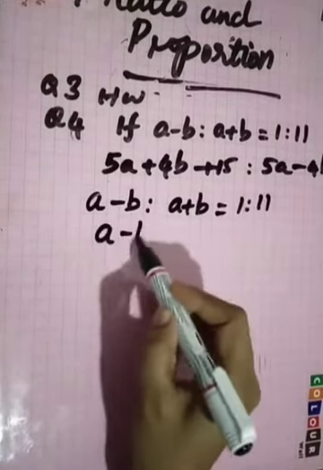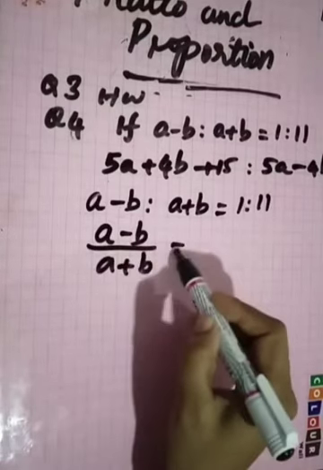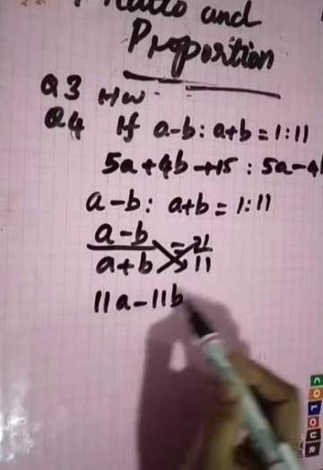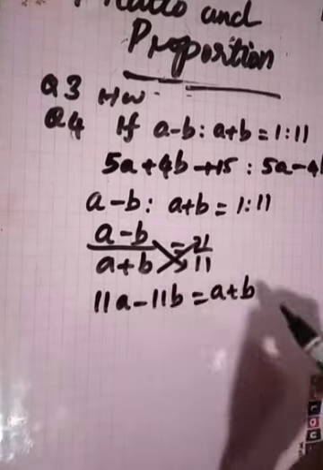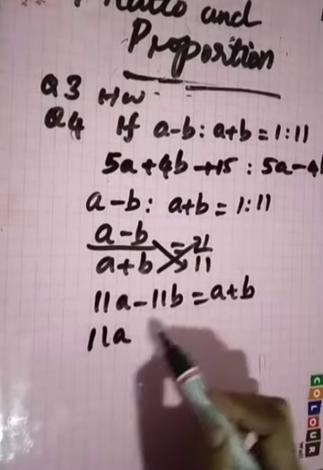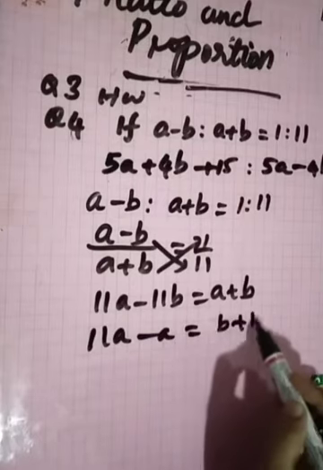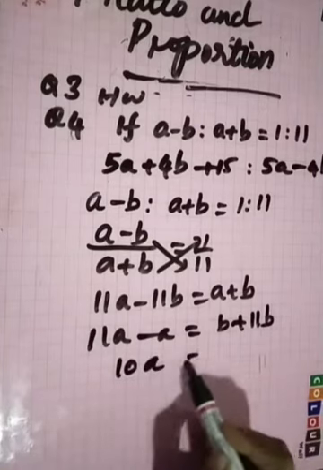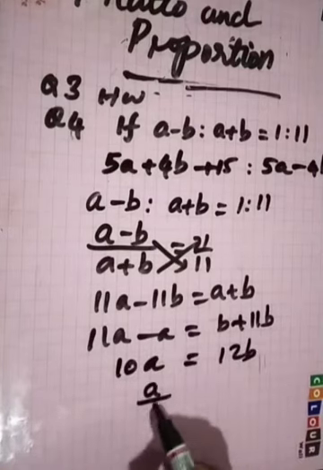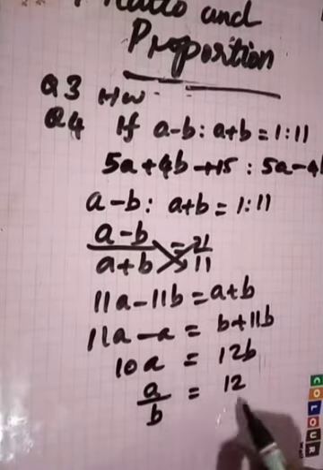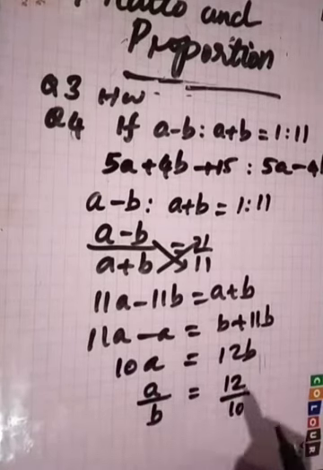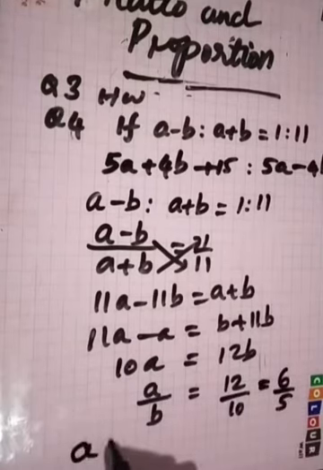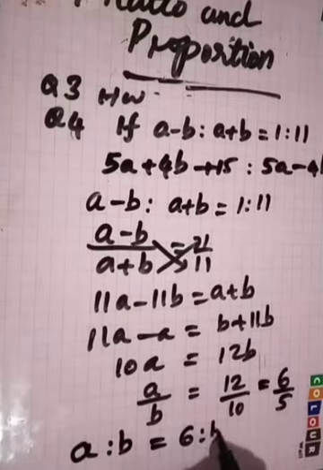Let us write in ratio form, that is a minus b by a plus b is equal to 1 by 11. Now cross multiply. 11a minus 11b equal a plus b. 1 into a plus b, that is a plus b itself. 11a minus a equal b plus 11b. We can write the a values to one side and b values to the other side. 10a gives 12b. So we need a by b. So that is 12 by 10. Write the b to the left side and 10 to the right side. That is equal to 6 by 5 on simplification. So how can we write in ratio form? A is to b is same as 6 is to 5.